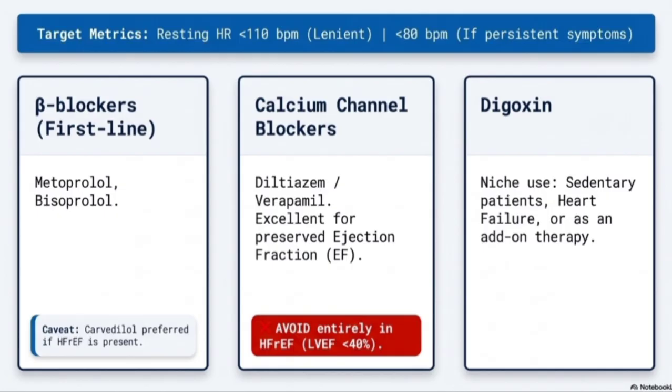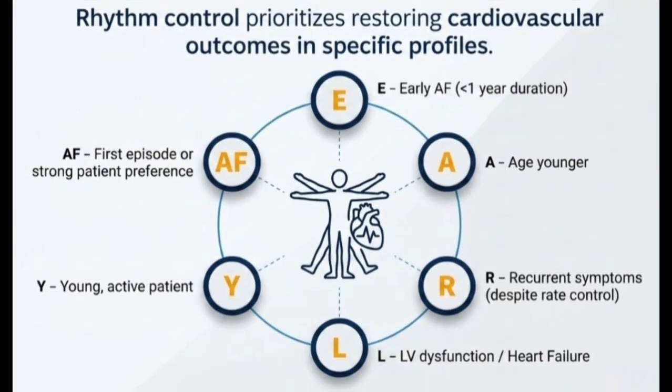Target metrics are a resting heart rate less than 110 for lenient control, and less than 80 if there are persistent symptoms despite lenient control. Rhythm control prioritizes restoring sinus rhythm to improve outcomes in specific patients: first episode, strong patient preference, young active patient, LV dysfunction or heart failure, recurrent symptoms, younger age, and early AF if less than 1 year in duration.